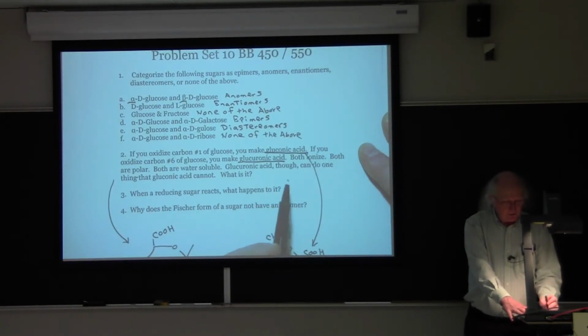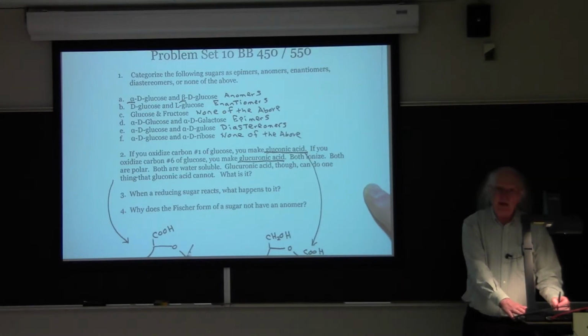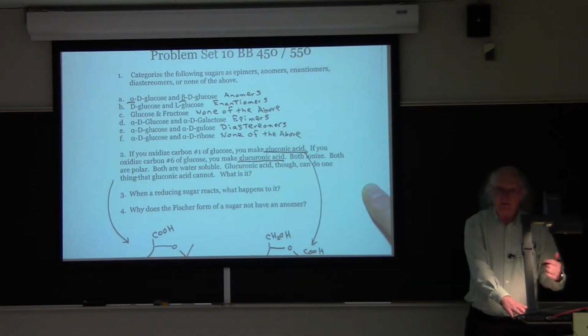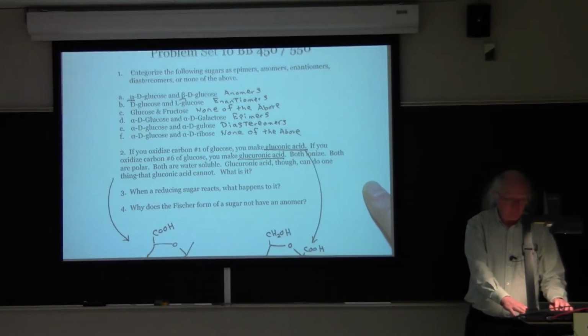The question then says, glucuronic acid can do one thing that gluconic acid cannot. What is that? Well, you may remember when I said in class that whenever we alter the hydroxyl on the anomeric carbon, that locks the carbon into position, meaning that it can no longer flip between the alpha and the beta configurations. And that's because the anomeric hydroxyl is necessary for the sugar to go back into the linear form.